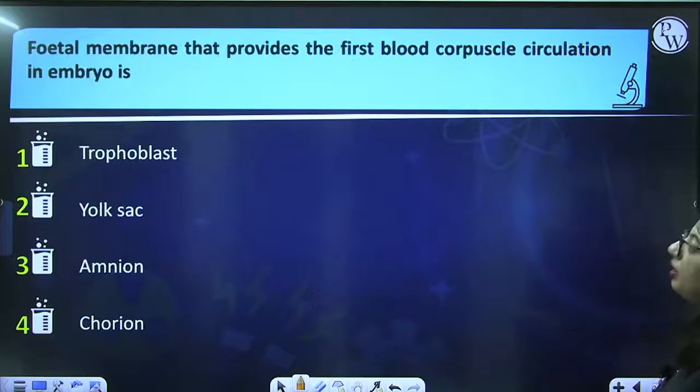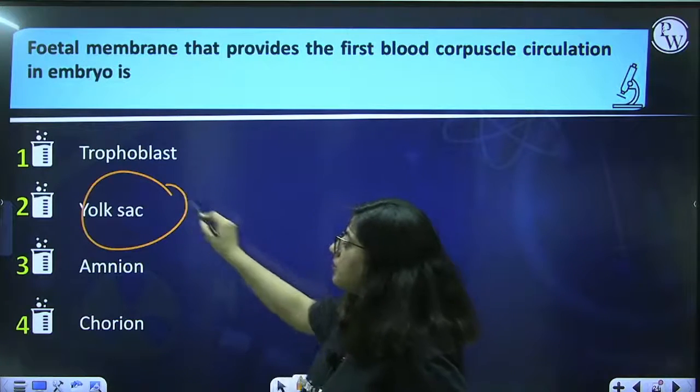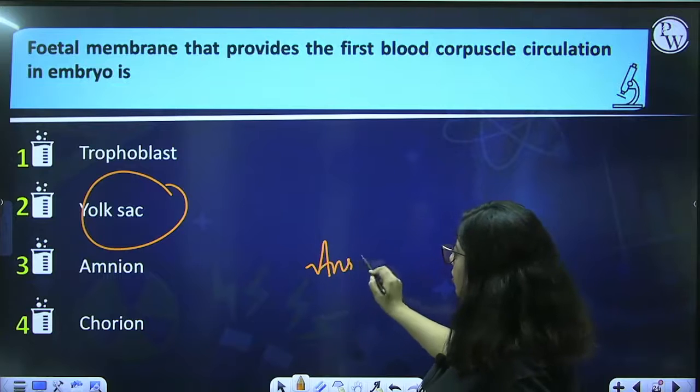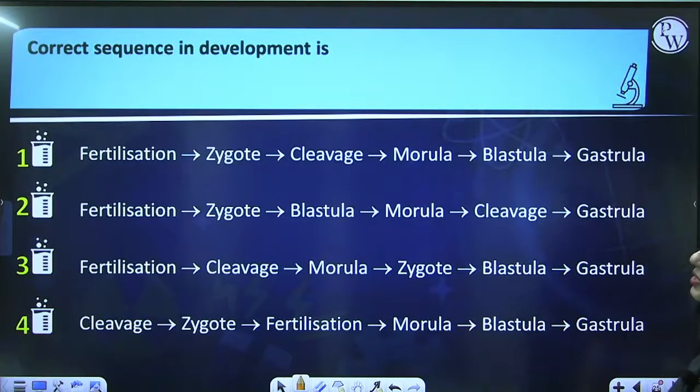Next, the fetal membrane that provides the first blood corpuscle circulation in the embryo is very simple. Yolk sac helps in RBC formation. Answer 2.